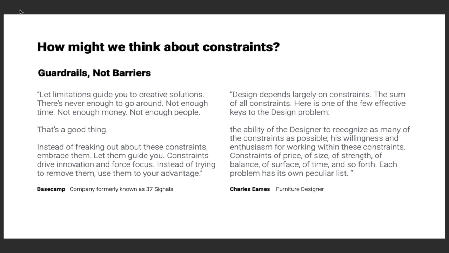Charles Eames, famous furniture designer: Design depends largely on constraints, the sum of all constraints. Here is one of the few effective keys to the design problem: the ability of the designer to recognize as many of the constraints as possible, his or her willingness and enthusiasm for working within these constraints of price, size, strength, balance, surface, time, and so forth. Each problem has its own peculiar list. Each project, each client has its own context.